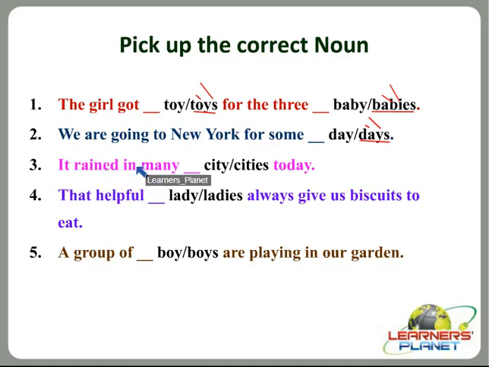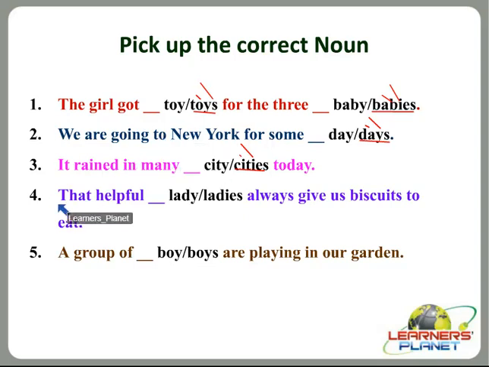Next, it rained in many cities today. Many means more than one. So the correct answer would be cities. Students, again city, C-I-T-Y, T is a consonant, so the plural is IES.